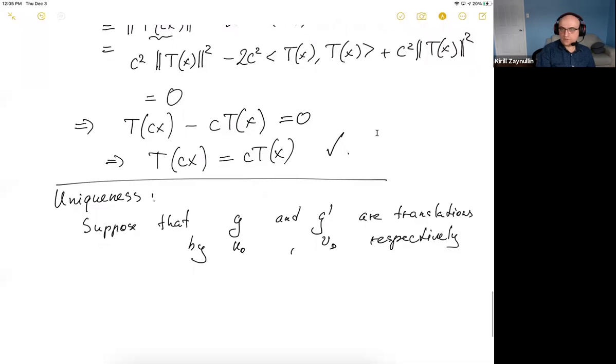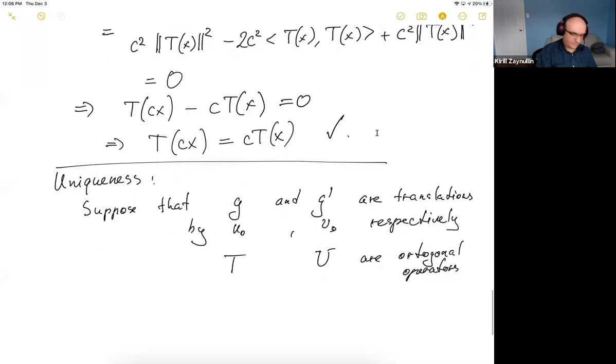And also suppose that we have two orthogonal operators, say T and U. And then suppose that our rigid motion can be written down in two different ways. Like first, you compose T and G, and the second, you first compose U with G prime.